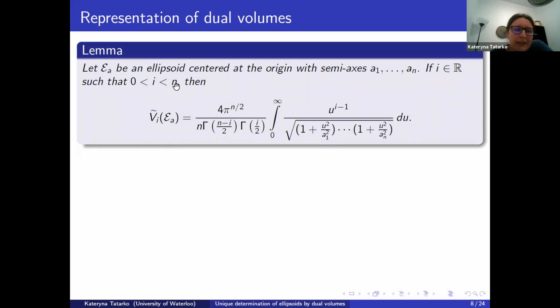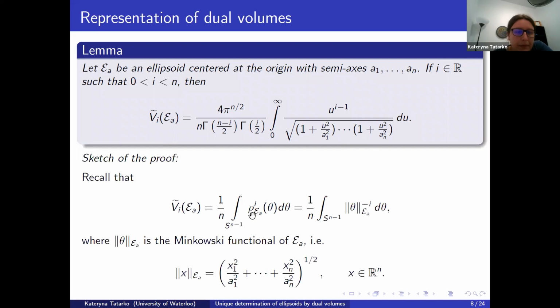And we exclude the cases 0 and n because the case i equal to 0 corresponds to the volume of the unit ball, which doesn't give any additional information about an ellipsoid. The case i equal to n corresponds to the volume of the ellipsoid, and the volume of an ellipsoid is, up to a constant, just the product of its semi-axes. But the remaining dual volumes, when indices come from this interval, can be written in the following way. So let's sketch the proof of this.